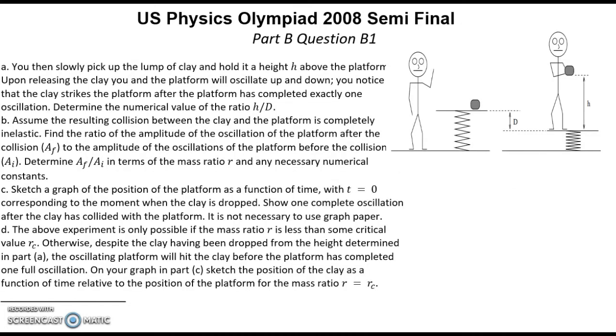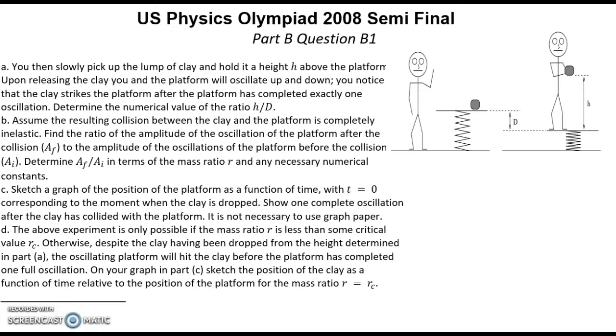Questions. A. You then slowly pick up the lump of clay and hold it at height h above the platform. Upon releasing the clay, you and the platform will oscillate up and down. You notice that the clay strikes the platform after the platform has completed exactly one oscillation. Determine the numerical value of the ratio h/d.